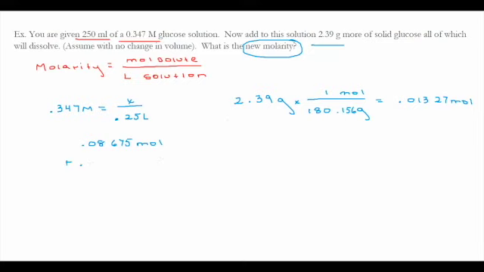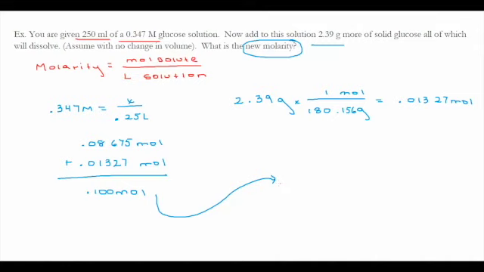And so I'm going to add these two values together. So I'm going to add to this 0.01327. And so the total that I get here is approximately 0.100 moles. So I've taken 0.100 moles, and now I need to find the concentration.